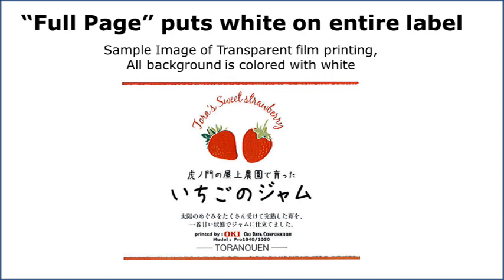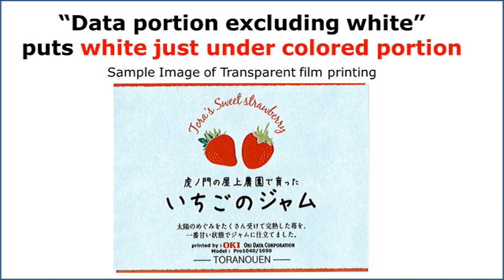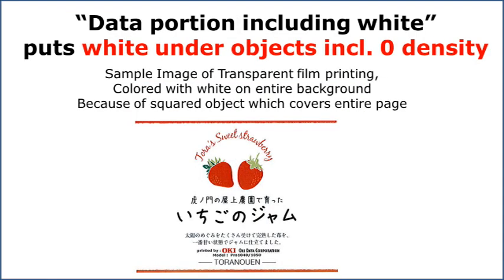Full page means fill the entire page with white toner and put a color image on top of the white. Data portion excluding white means fill the portion of CMYK data with white, excluding the CMYK zero density portion, and put CMYK on it. If you put more than zero density of some color, white will be printed underneath. Data portion including white means fill the portion of any density of CMYK data with white. Even if you put a CMYK 0 object, white will be put underneath.